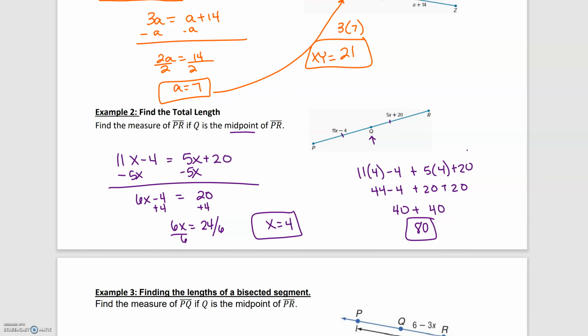Double check your answer that you set the left side equal to the right side. You got 4 for X, and then you're plugging it back into both of these and then adding those together, and you should have gotten 80 for the entire length of PR. Put PR in front.